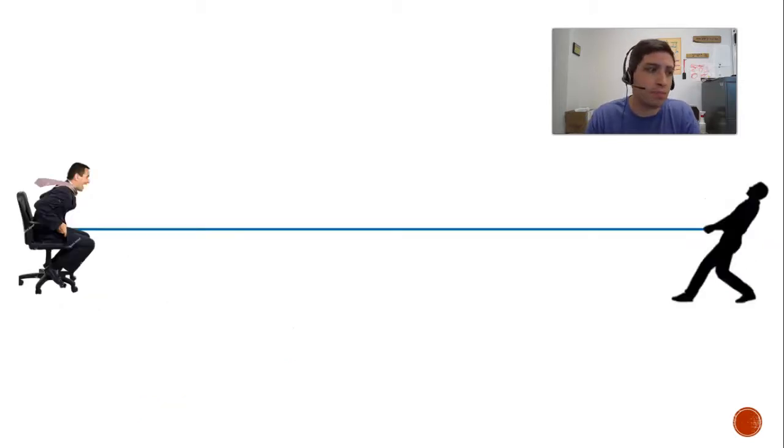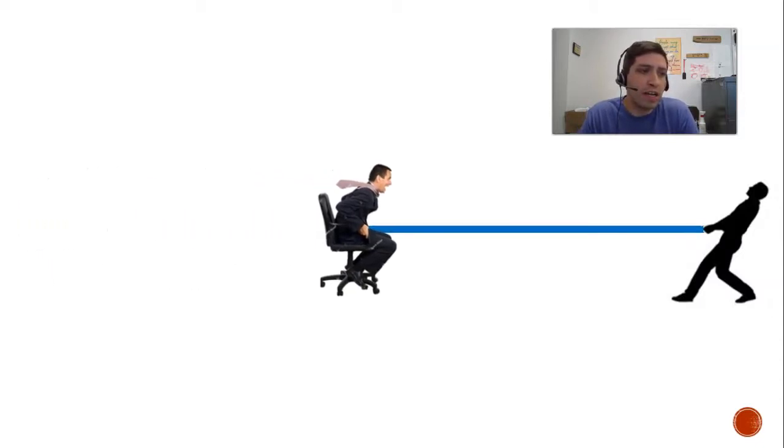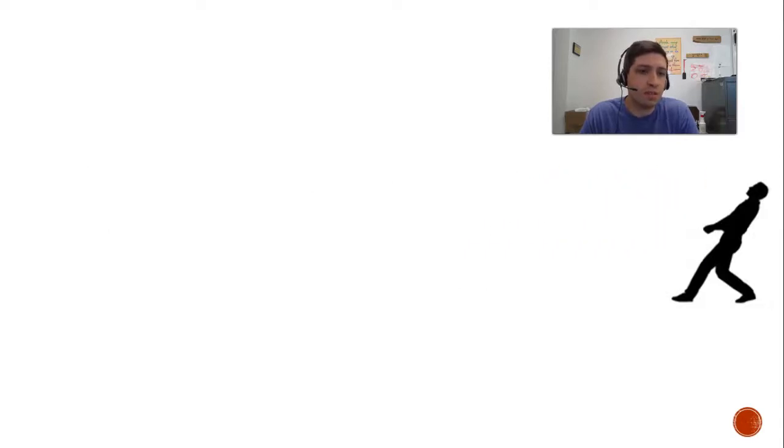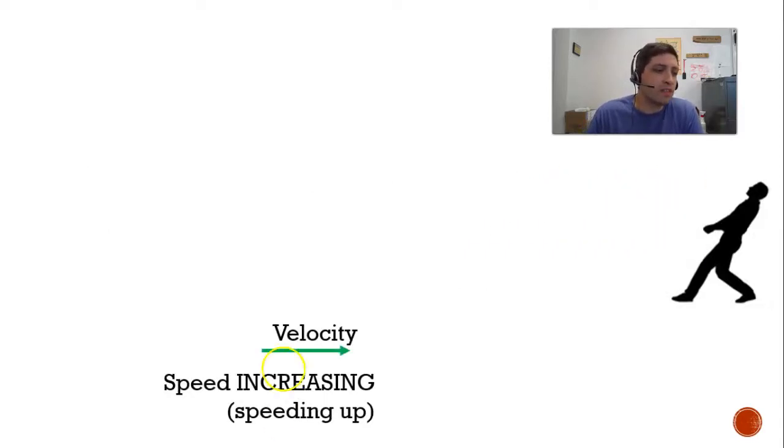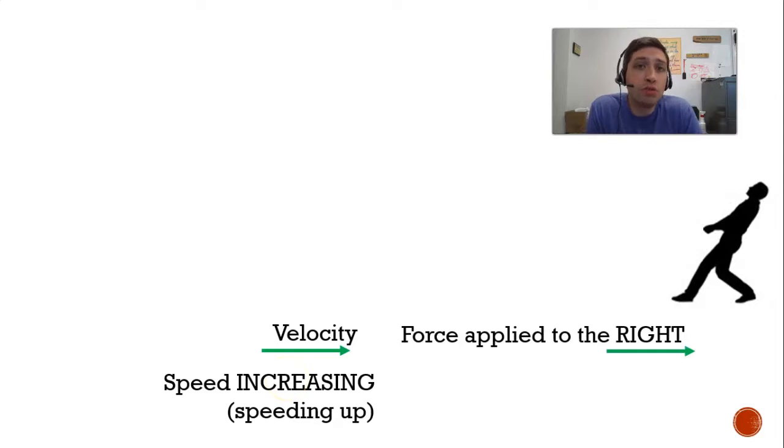Let's do a different example. The person this time is still going to be moving to the right, but now the person who has a hold of the bungee cord is pulling in a different direction. And as you can imagine, if the person pulls to the right, it's going to cause the person in the rolly chair to speed up. So in this case, velocity was in the same direction, still moving to the right, but now instead of slowing down, this person in the rolly chair was speeding up. Their speed was increasing. In order to do that, the force had to be applied to the right.